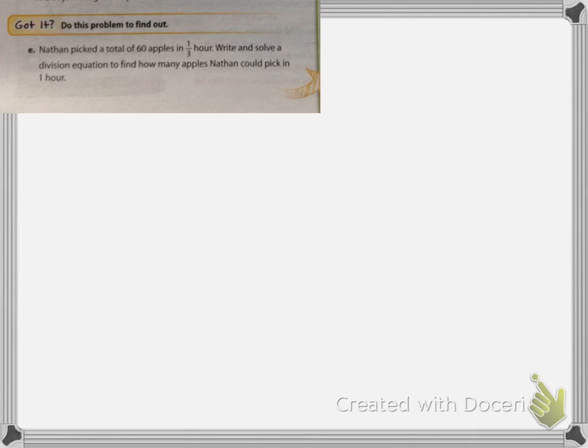All right, welcome back. So let's look and see what we have here. It says Nathan picked a total of 60 apples. Okay, so if I'm already thinking about a problem, I'm thinking that the number 60 has to be on one side. Okay, perfect. And currently it doesn't matter which side it goes on. So let's just start with 60. That's the total. Might even want to label it with total.